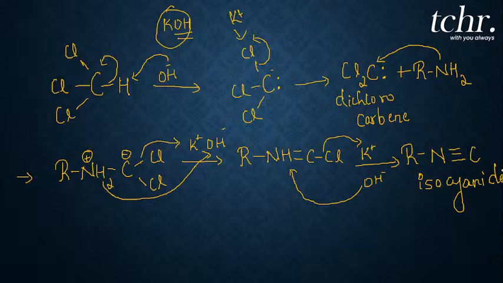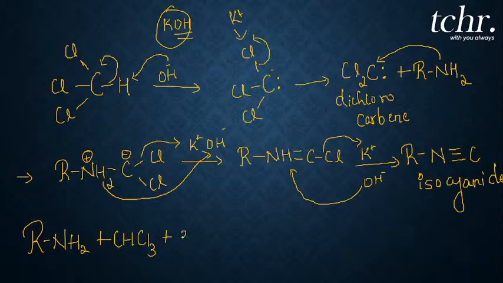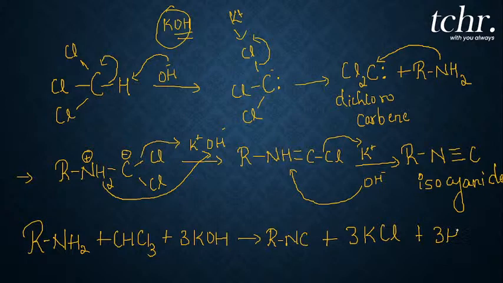So overall carbilamine reaction, you take any amines, treat with chloroform, that is CHCl3, in the presence of KOH, three molecules of KOH, RNH2 gives isocyanide, that is RNC plus three molecules of potassium chloride and three molecules of H2O. Compare the overall reaction with the mechanism I have given here, observe the mechanism, then you will have a clear understanding how the aniline is converted to isocyanide, right?